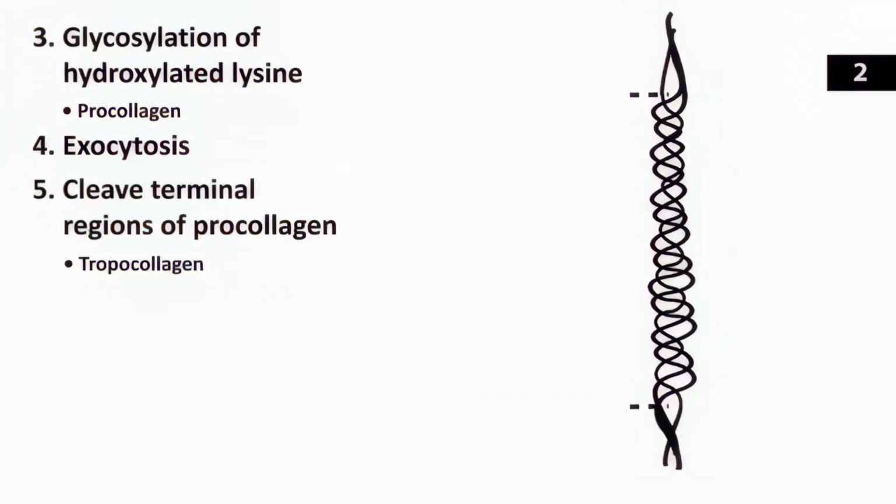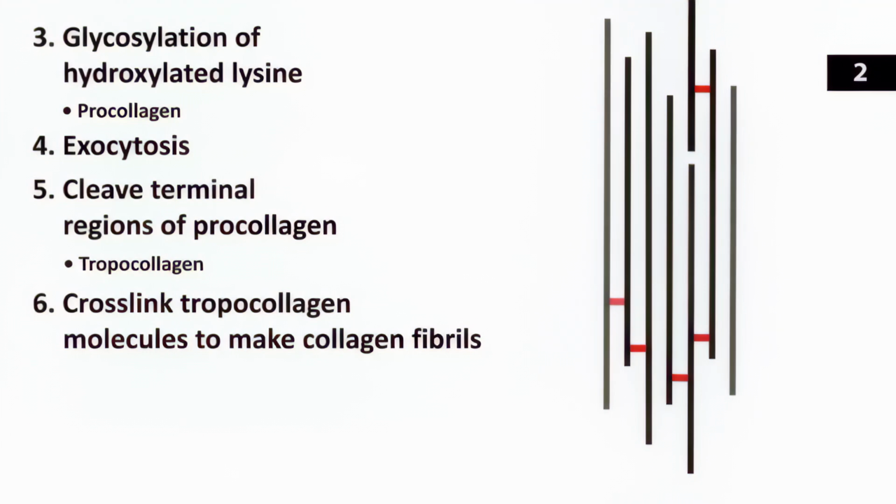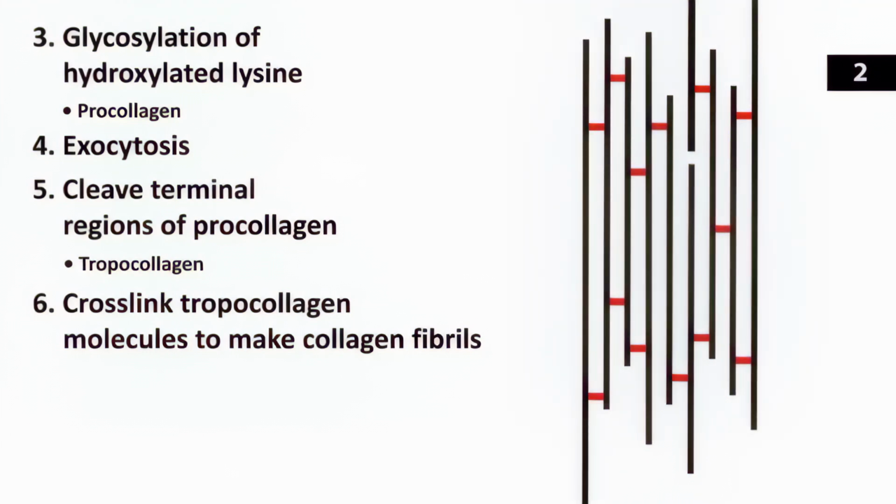So basically you cleave the terminal regions of procollagen and then you have tropocollagen. That's proteolysis, cleavage of proteins. And then finally you cross-link a bunch of these tropocollagen molecules together to make these enormous collagen fibrils. So this is a covalent bond, a covalent cross-link between lysine on one alpha chain and hydroxylysine on the other. So you do all these cross-links, then you've got your collagen.